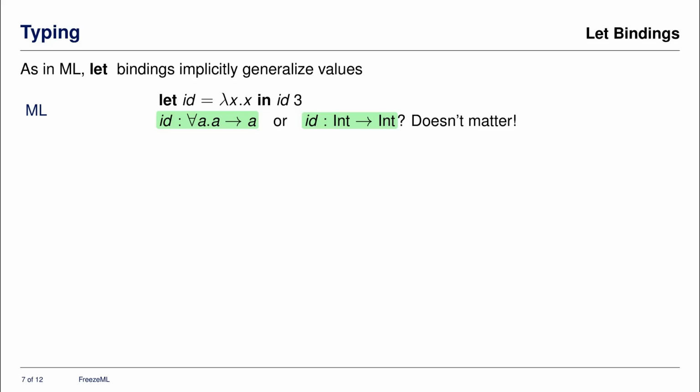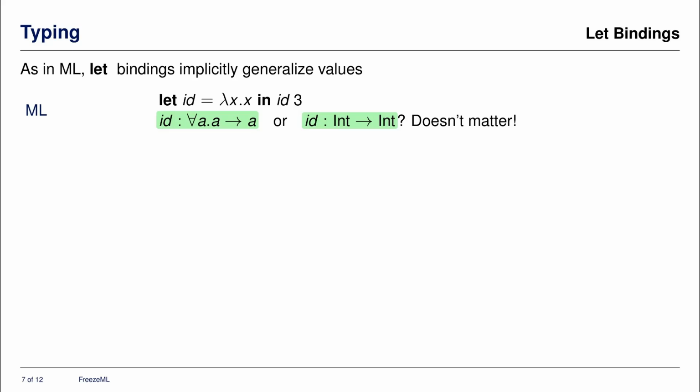Now one syntactic form that deserves special attention are let bindings. As we've already seen, let bindings implicitly generalize the values they bind, just as ML does. But there is an important difference. Let's look at this ML program here. We define ID as the identity function and then apply it to 3.